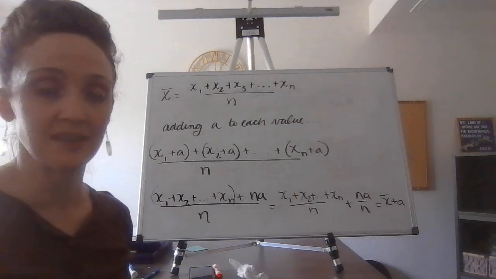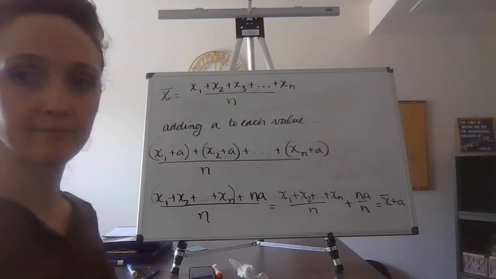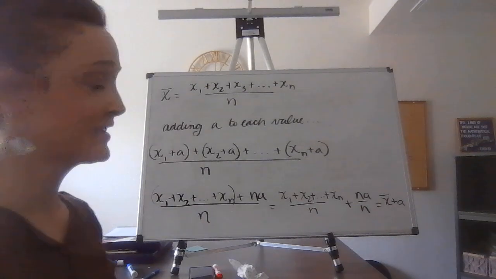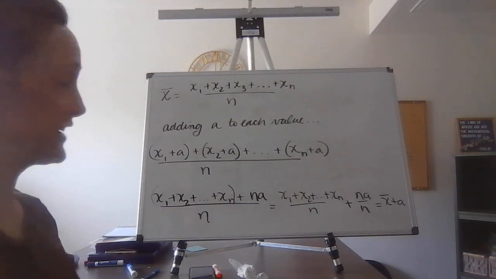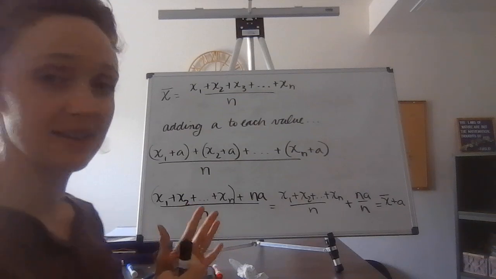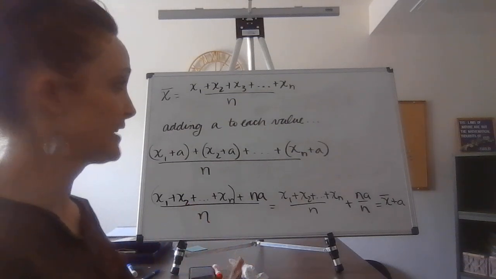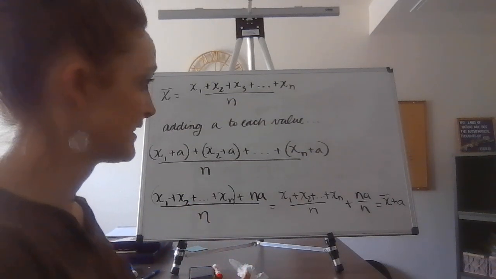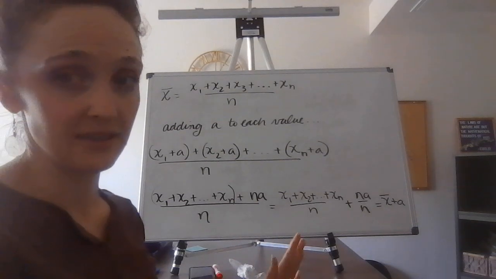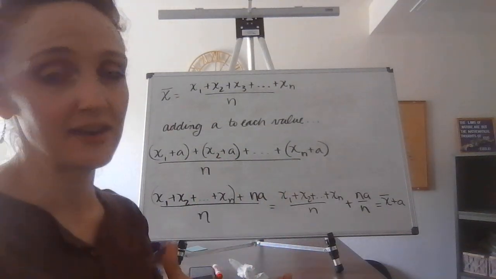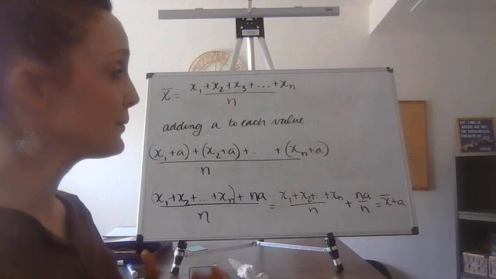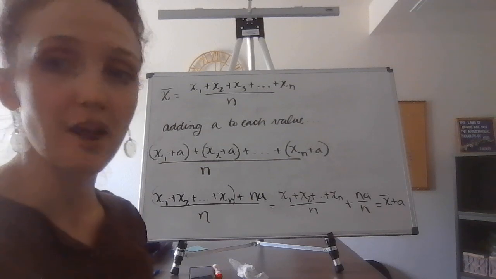This will work. To sum that up in words, what we just concluded is that if we add the exact same value to each of the data points in a set, that increases or decreases, if we're adding a negative number, the mean of the data set by the same value.